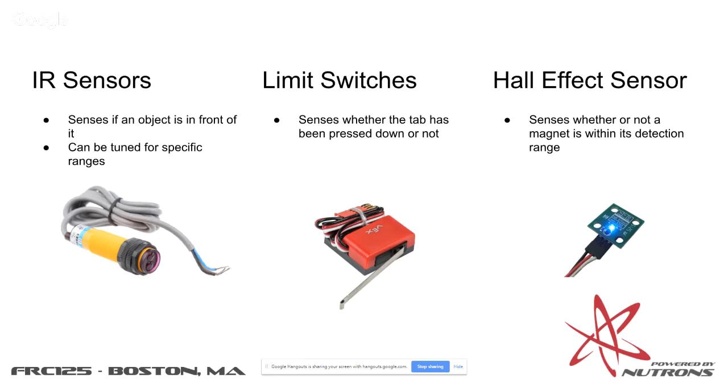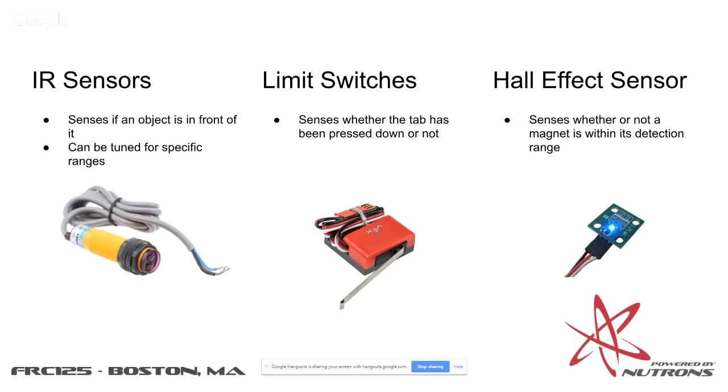There's 3 other types of sensors that are cool that are used a lot. There's IR sensors, which sense if an object is in front of them, and you can tune this to be within a certain range. You can have a dead zone in front and behind it, and if it's close enough, it'll turn on. Usually this means it's either on or off, so either there's something in front of it or there's not.